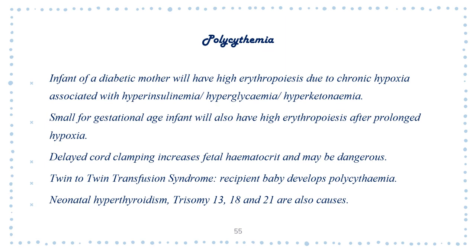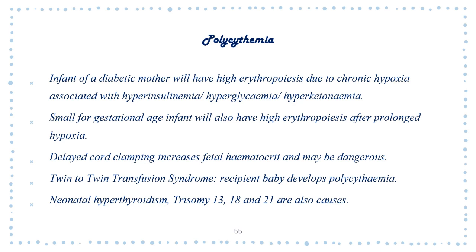Polycythemia is also a cause of unconjugated hyperbilirubinemia, simply because you have an excess number of red blood cells. So once they get broken down or their natural lifespan is finished, the amount of bilirubin being produced is far too much for the baby to be able to conjugate effectively.